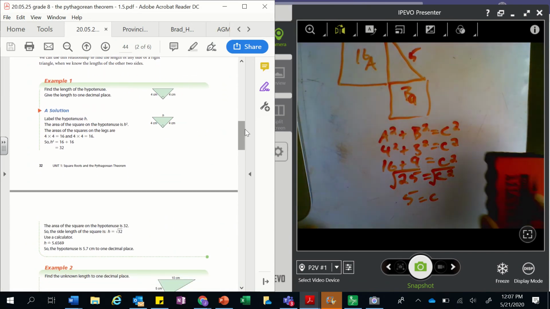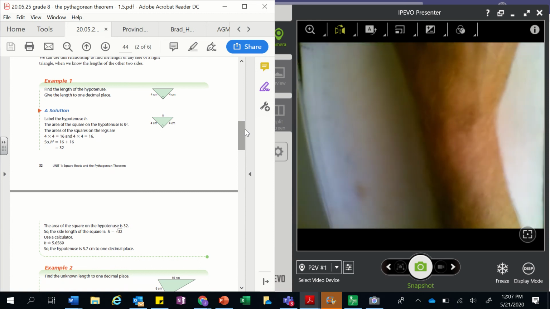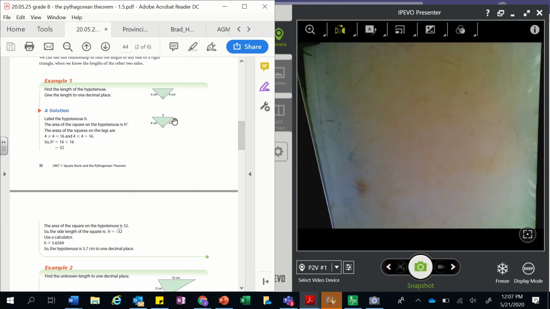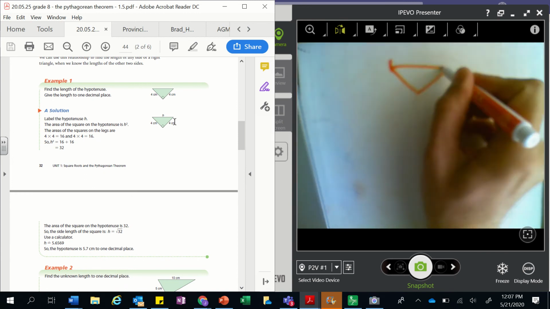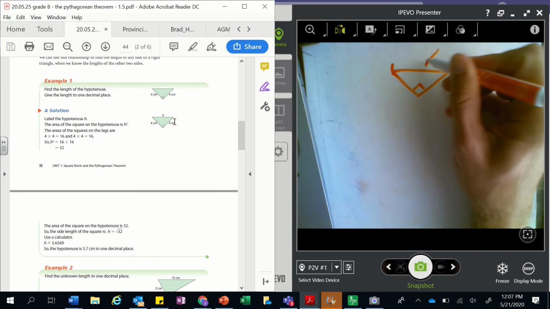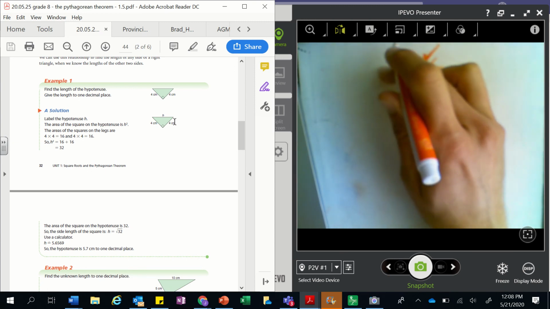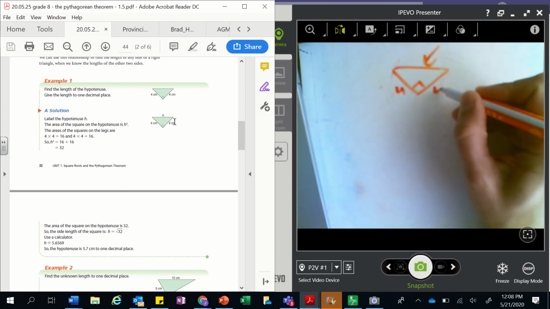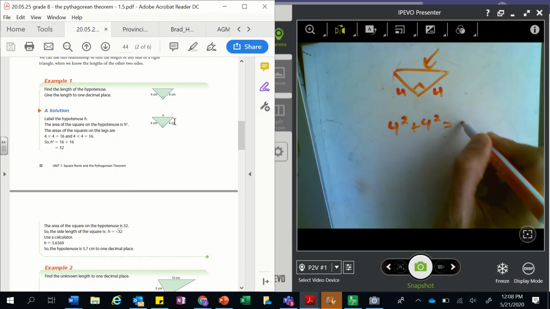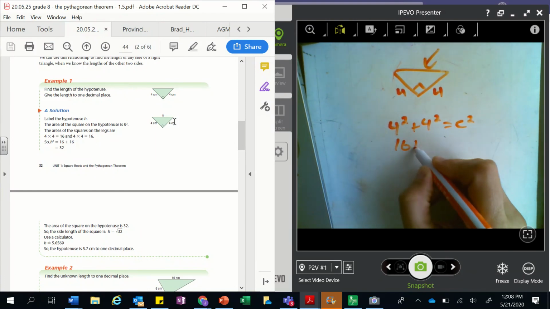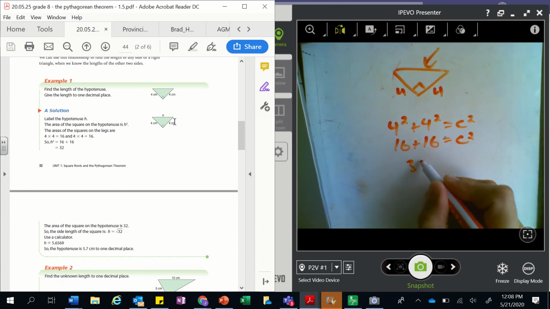So let's take a look at this example right here. We have two legs that are 4 and 4. So if I've got, here we'll draw it like they have it, got the right angle. This is the hypotenuse. We know that side A is 4, side B is 4. So we have A squared plus B squared equals C squared. That's 16 plus 16, which equals 32.